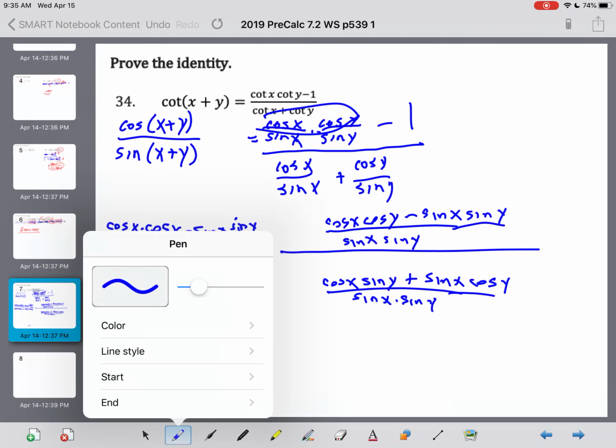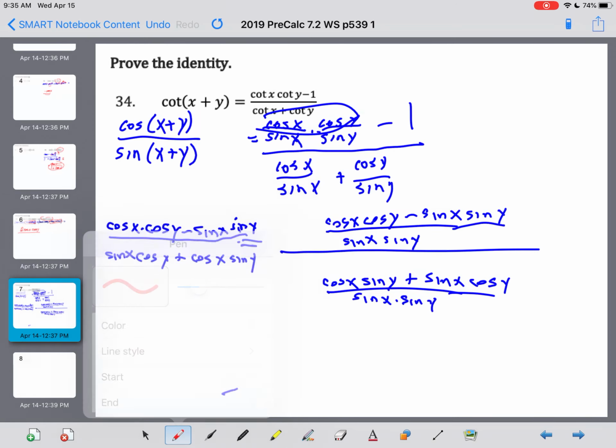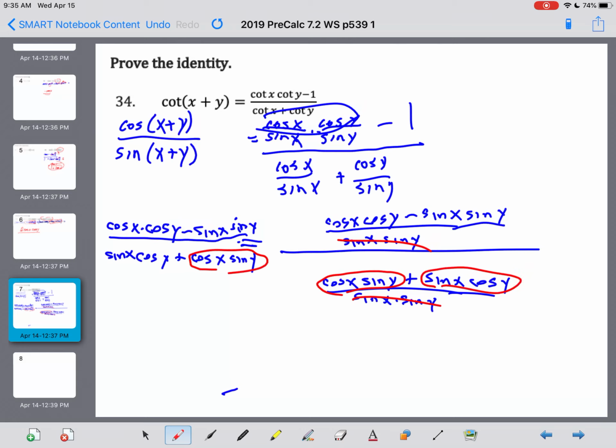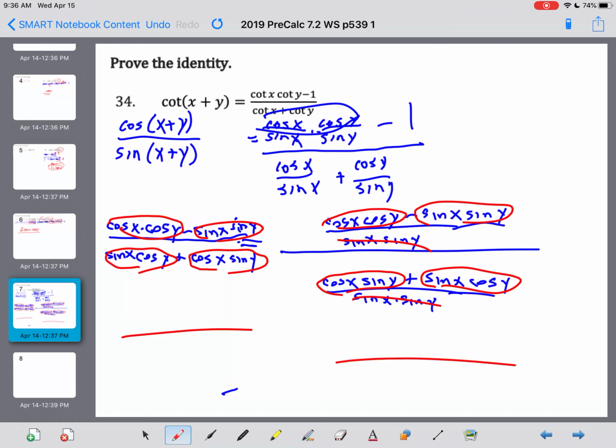Now, I do have some simplifying I can do here. Since both top and bottom on this right side have the same denominator, these can cancel. And if I take a look here, this piece matches this piece. This piece matches this piece. Up in the top, this piece matches this, and this matches this. So I'm done. Okay. So, really getting used to writing out and evaluating using the addition and subtraction formulas for sine, cosine, and tangent. Over and out.